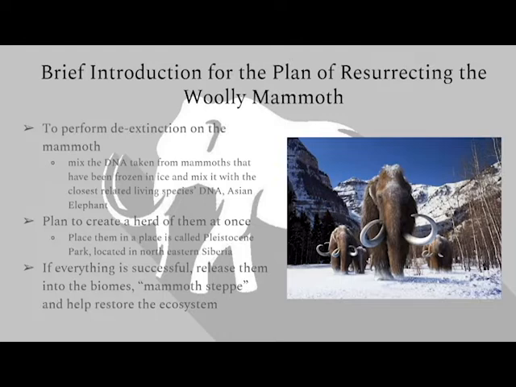Although this does not give a pure woolly mammoth, it will still have mammoth traits like having long tusks, small ears, long shaggy hair, and blood that can adapt to cold weather. Once the resurrection of the mammoth is successful, scientists plan to create a herd of them at once and place them in Pleistocene Park, located in northeastern Siberia. If everything goes well and the mammoths survive, they will release the mammoths into the taiga and tundra biomes.